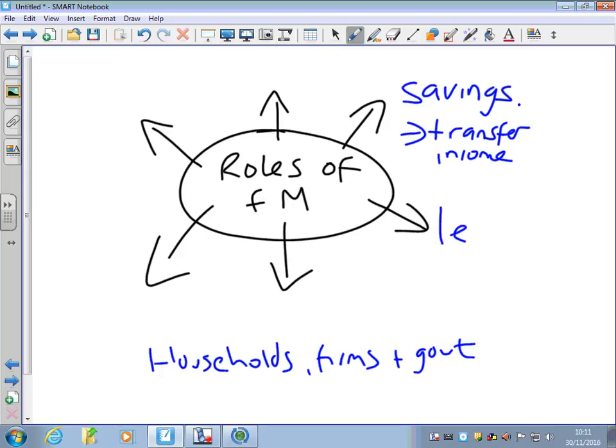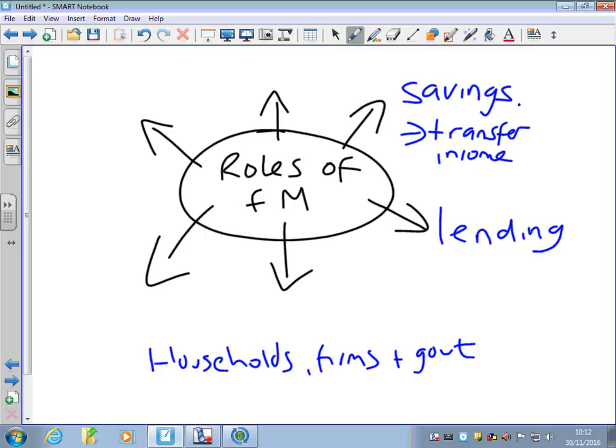Linked to that one, many financial markets that take people's savings want to lend it back out again. For example, households will want to borrow to buy a house, so they'll need a mortgage at some point in their life. Many households might take out a loan to buy a new car. It could even be to buy a new kitchen, for example. It could even be a simple credit card or an overdraft facility.